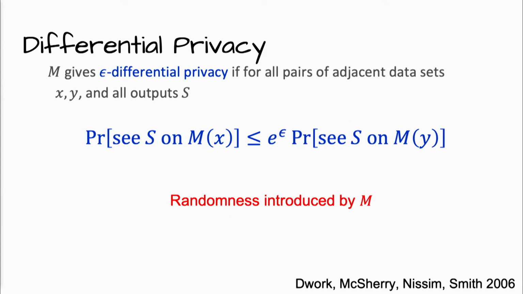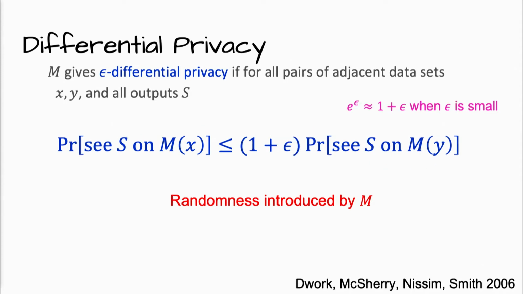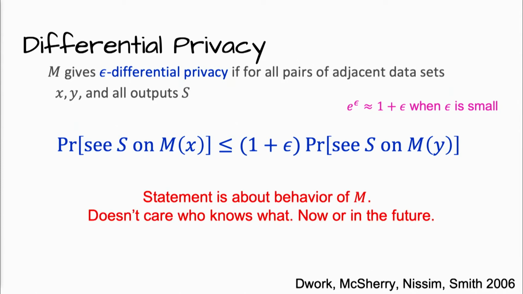So here's the definition. A mechanism is just an algorithm. And I have to tell you about a few things here. So first of all, a pair of adjacent data sets are data sets that are almost identical. It's just that one data set has the data of just one more person than the other. So the data set with Pain versus the data set without. That's a pair of adjacent data sets.